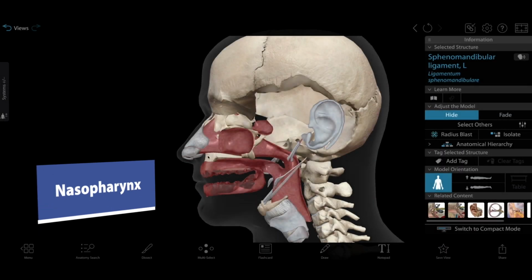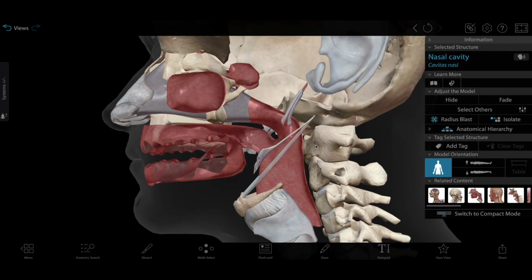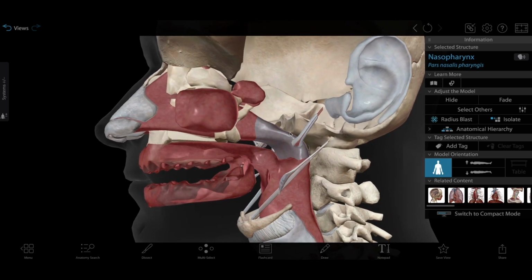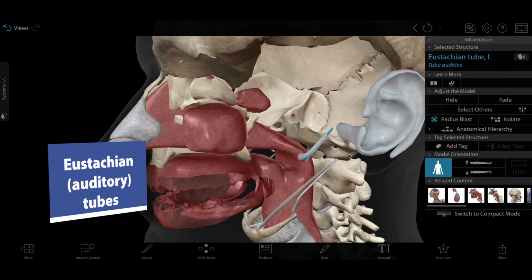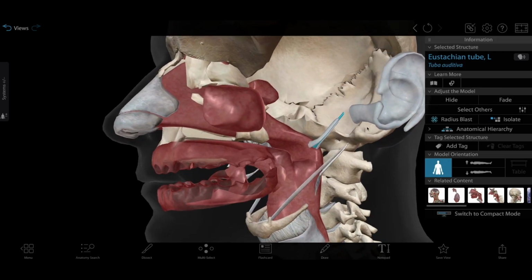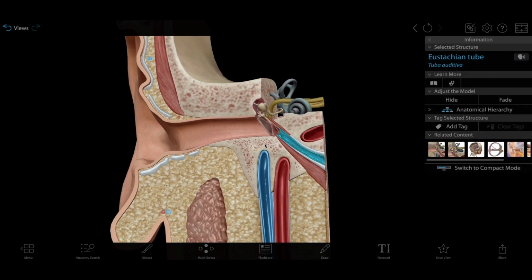Posteriorly, the nasal cavities open into the nasopharynx. This part of the pharynx is superior to the soft palate, and unlike the oropharynx and laryngopharynx, it's always open. The nasopharynx connects to the cavity of the middle ear via the eustachian tubes, or auditory tubes. These tubes open during swallowing and yawning to equalize pressure in the middle ear with outside air.